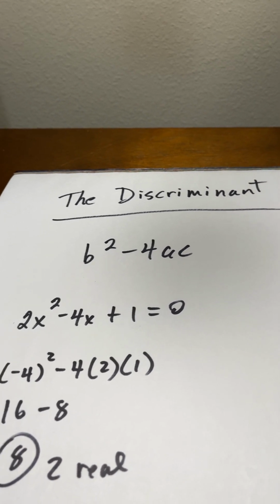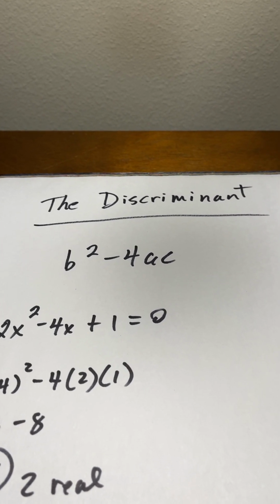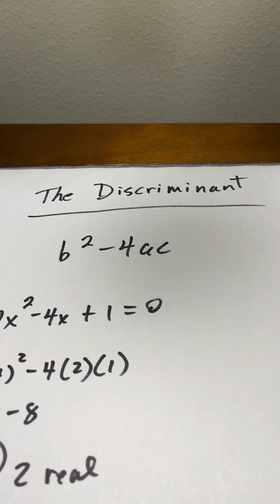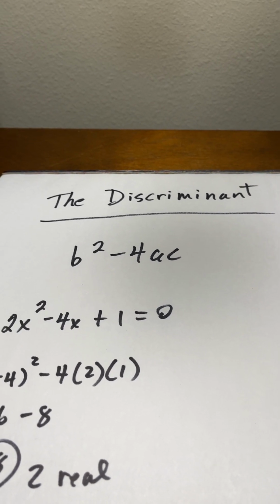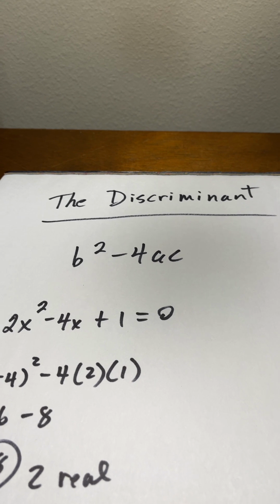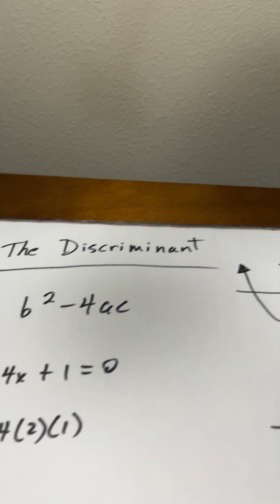So you can have solutions that are real. You can have solutions that are non-real. And you can have one solution or two solutions or no solutions. So I'll show you what the graph would look like.